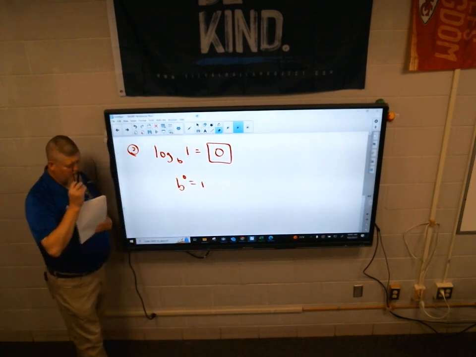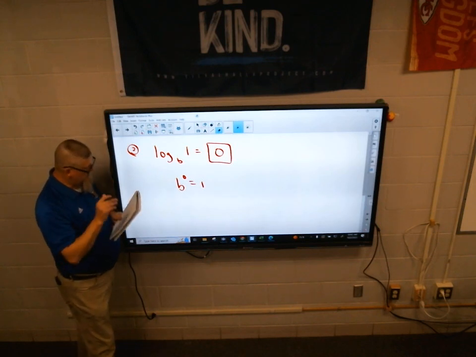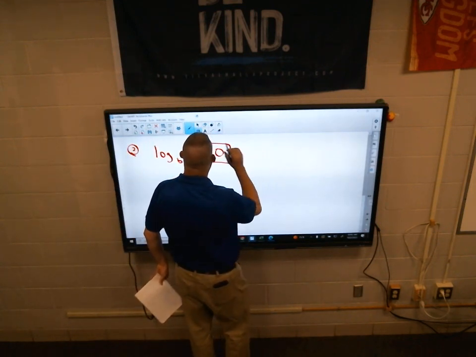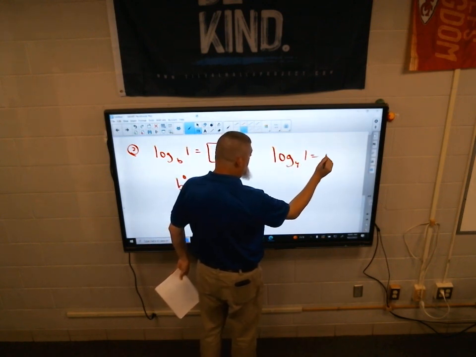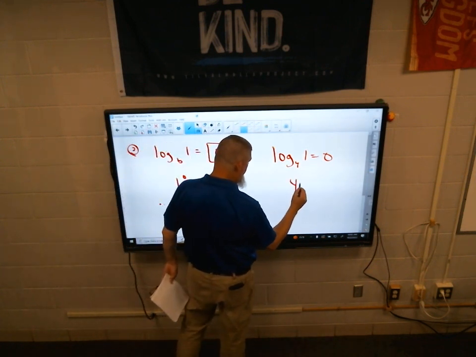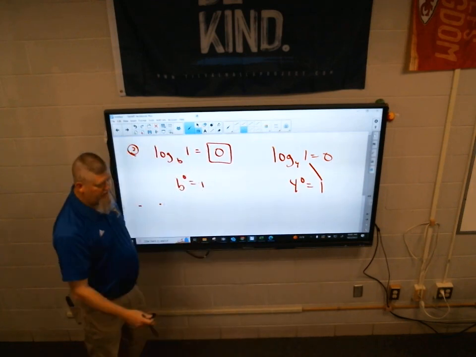So whenever it's 1, it's always gonna be 0? Yes. Doesn't matter what the base is. Log to any base of 1 equals 0. I mean, because think about that. Anything to the 0 power equals 1. So when the argument is 1, the answer is 0.